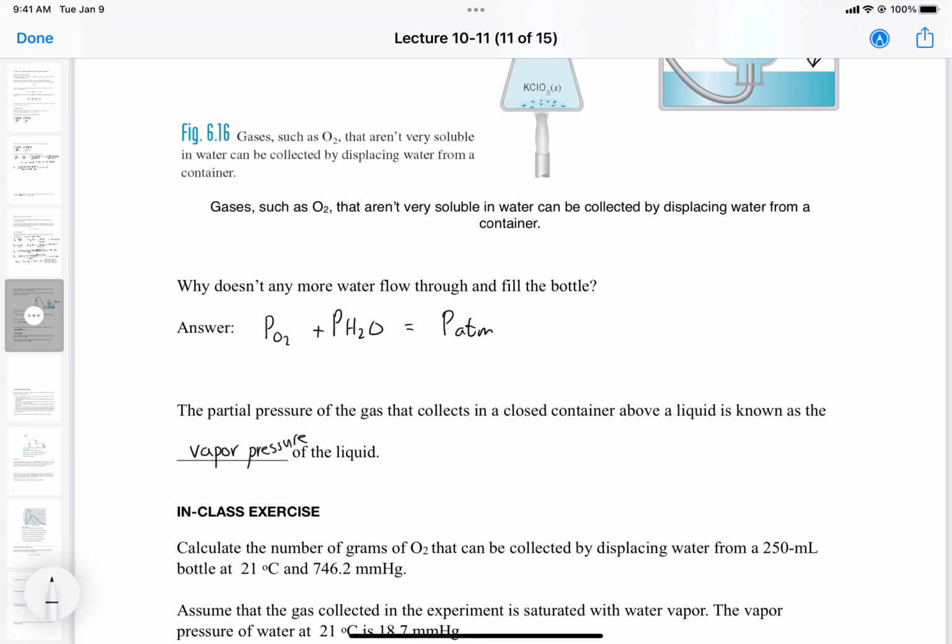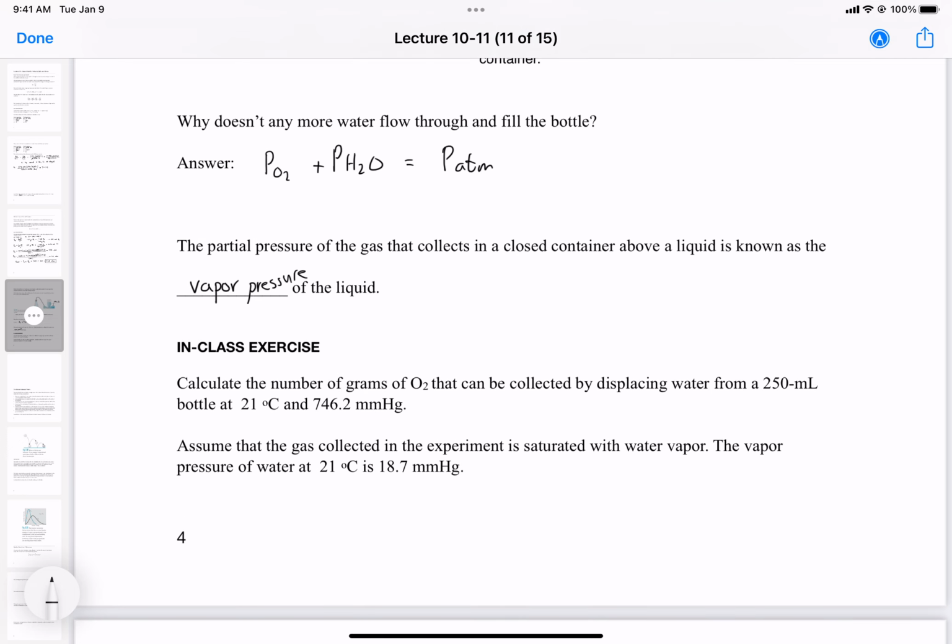Sorry, that was a roundabout explanation. Did anyone have any questions about that phenomenon? We can talk about it more. But that's boiling: when vapor pressure equals the atmospheric pressure. We'll talk more about that when we talk about solutions.